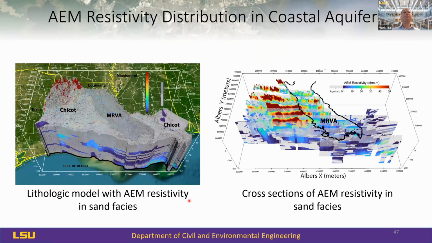And these are the results. We can look into detailed AEM resistivity distributions within the Chicot Aquifer and within the MRVA. You can see on the top we have a high resistivity that represents the sand. And close to the coastlines, you have blue areas, which represent the low resistivity, which probably represents the saltwater intrusion and salinity in the coastal areas.